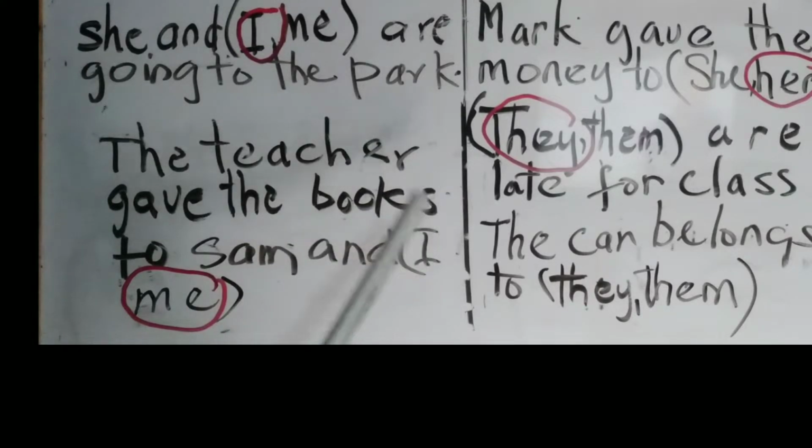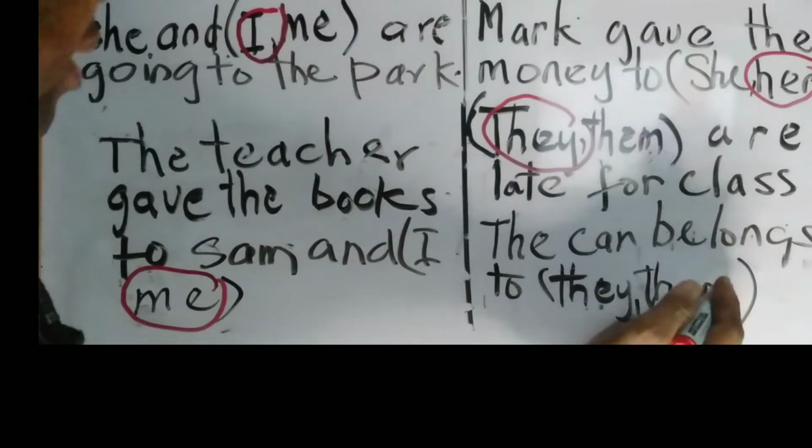The next one, the car belongs to they, them. Okay? So the car is the subject. So therefore we're going to look for the object pronoun. And the object pronoun is them. They is the subject pronoun. So therefore we'll use them.